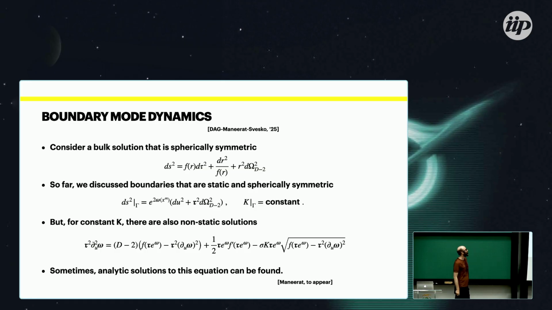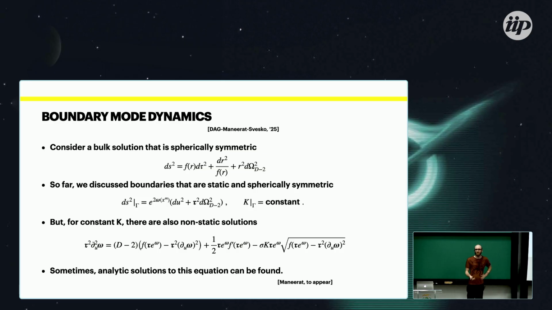The trace of the extrinsic curvature, I will fix it to be constant and not time dependent, okay? And then what happens is that if you impose this K to be constant with this induced metric, you can go to Mathematica, ask it what that gives, and that will give you a second order differential equation for this conformal factor if you assume that the conformal factor only depends on time. Okay, this is a highly nonlinear differential equation for any f of r and any dimension of space. And of course, it would be nice to find all the solutions to this equation.